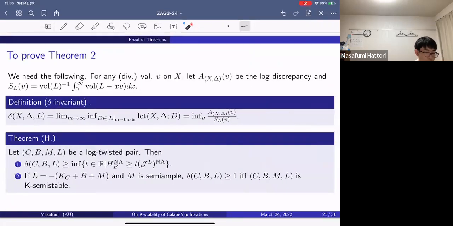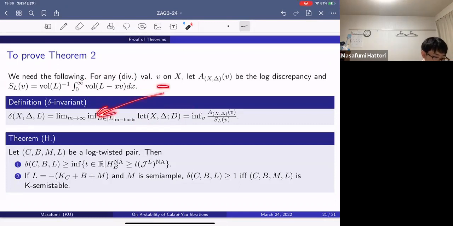And to prove theorem 2, we need to recall the definition of delta invariant. So for any divisorial variation V on X, let X delta V be the log discrepancy, defined as prime divisors over X, and SLV equals the inverse of volume L and integral of volume of L minus XV. And here we can define delta invariant as follows. So delta X delta L equals the limit of the infimum of the log chemical threshold where D runs over n basis divisors of L.